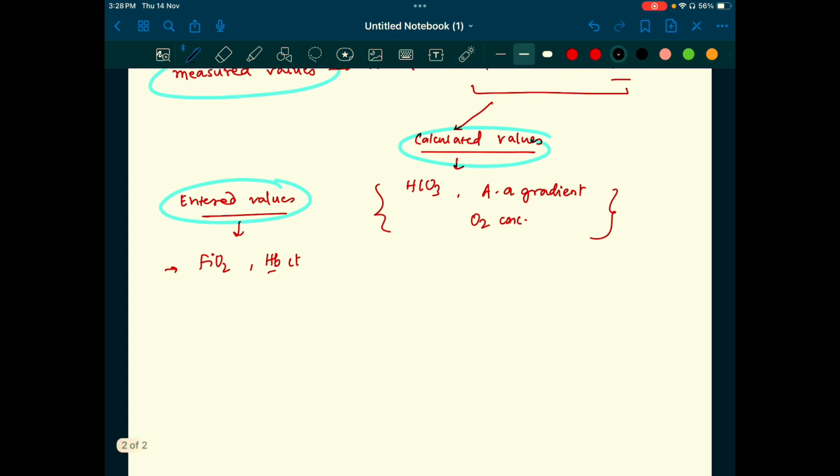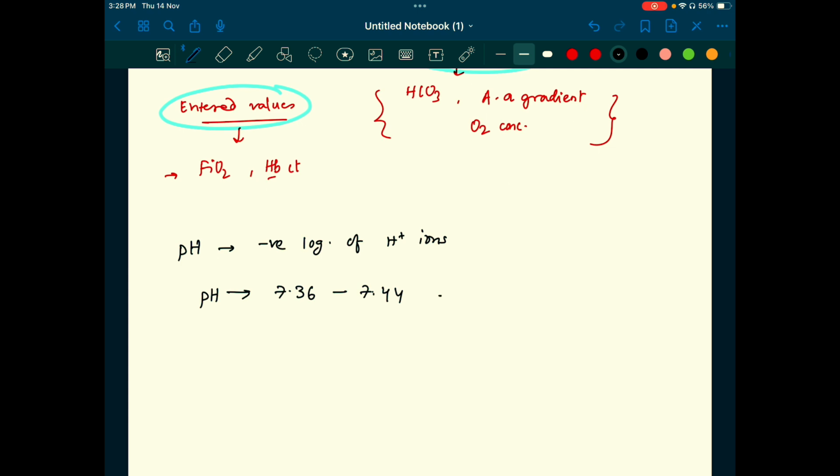a few basic stuff first. pH. What is pH? pH is nothing but the negative logarithm of H plus ions, isn't it? And what is the normal pH of our blood? 7.36 to 7.44. Whenever you do this, always remember PCO2 normal is 36 to 44. And bicarb, how much is the bicarb normal range? It is 22 to 26. So on average you can remember PCO2 as 40, and bicarb as 24.